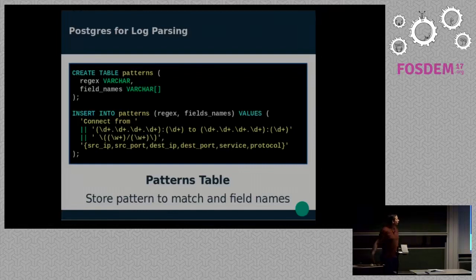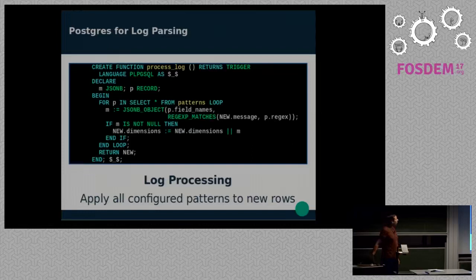And then use our little trick earlier. And again, just keeping this simple, let's use a trigger. So as we insert logs into our logs table, we pre-process them. For those people not too familiar with Postgres or SQL, this trigger lets you pre-process the row before it's inserted into the table. So we're using that. We iterate over all of our patterns, match all of our patterns. If it matches, then we add the dimensions on.